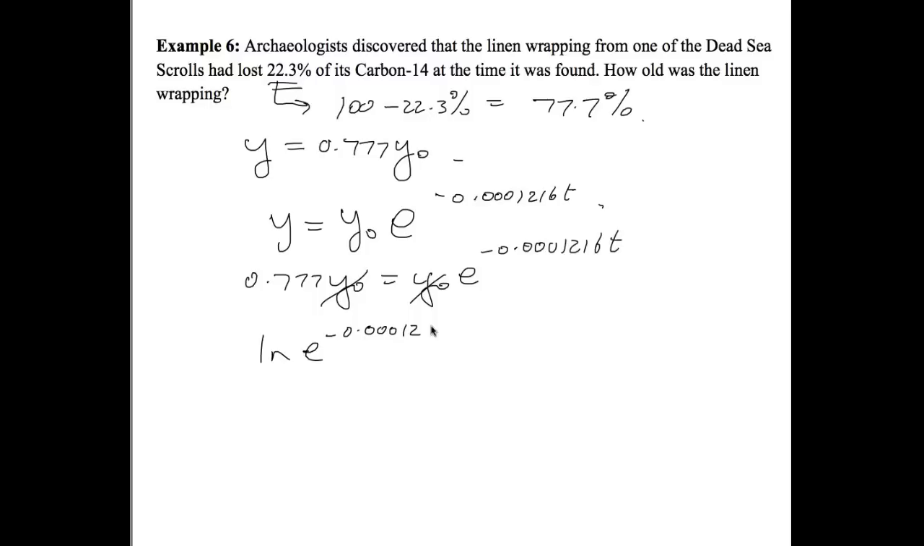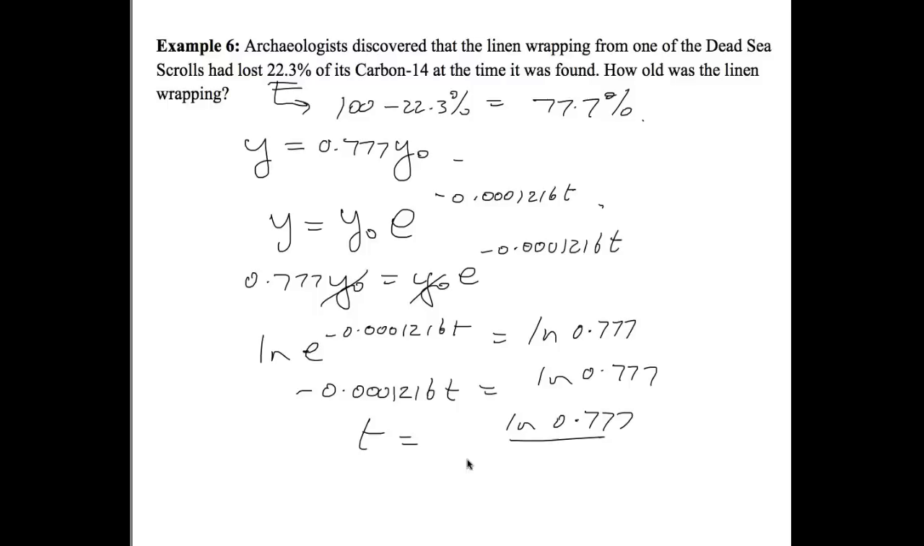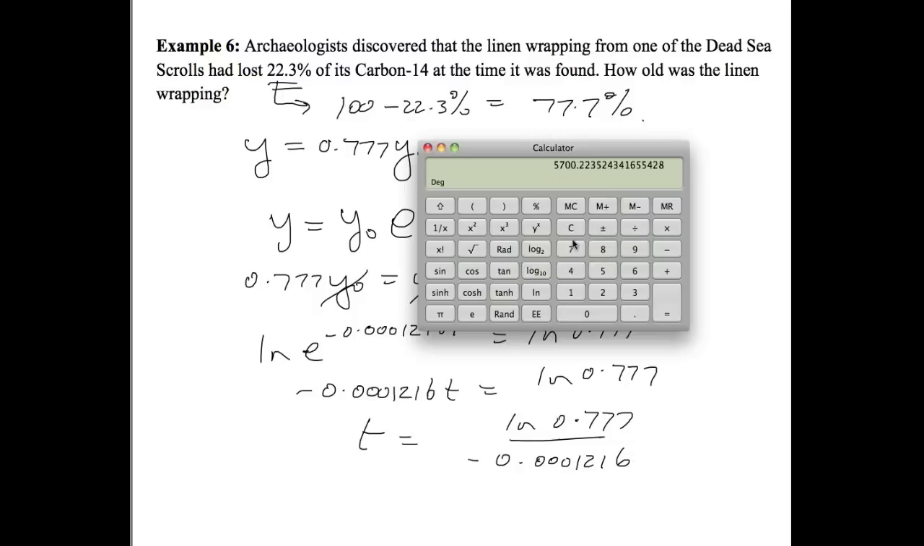Same process. So we end up with this. So the ln undoes the e, so I end up with t then is equal to the ln of 0.777 over negative 0.0001216. So we'll need our calculator. So we end up with 0.777, we take the ln of it, and now divide it by 0.0001216, but negative, is equal to this. So we end up with 2074.9, so let's round it up to 2075.